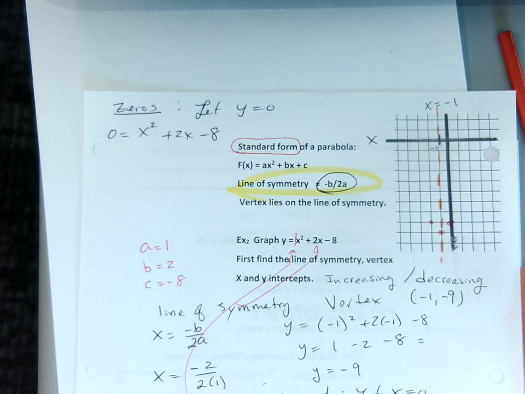So to find the zeros, you let y equal 0. How do you solve this? Let's see if anybody knows. How do you solve this? Solve for x. Worth a piece of candy if you know it.